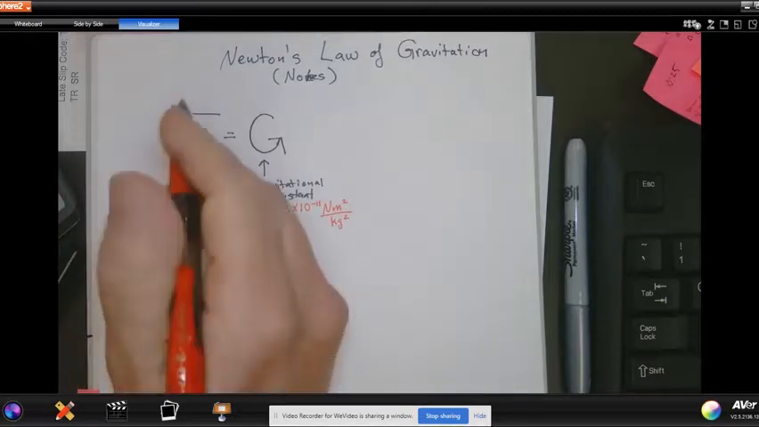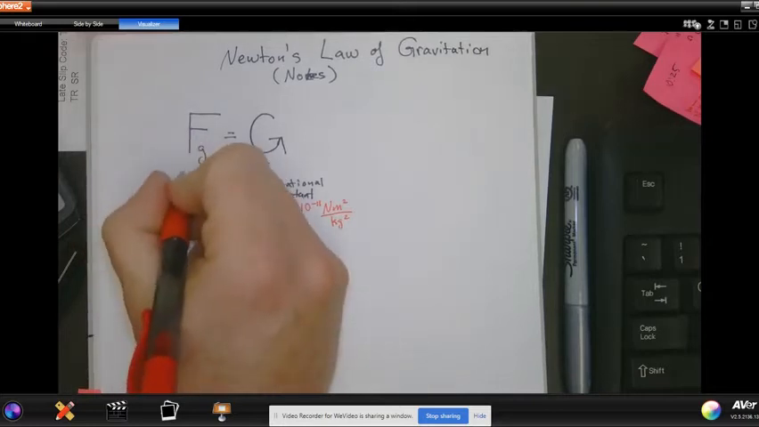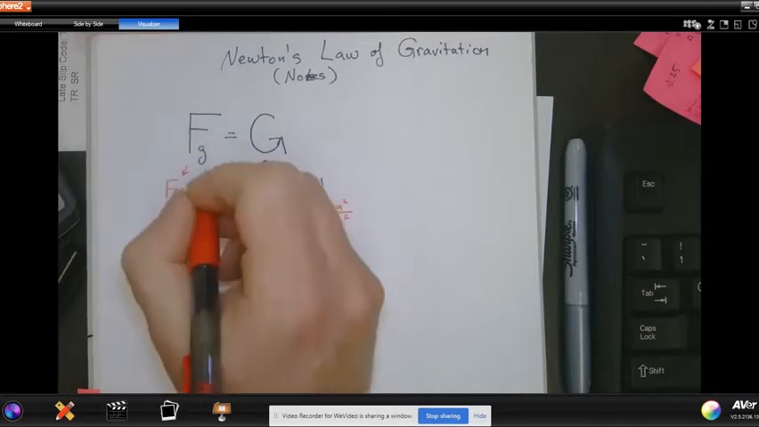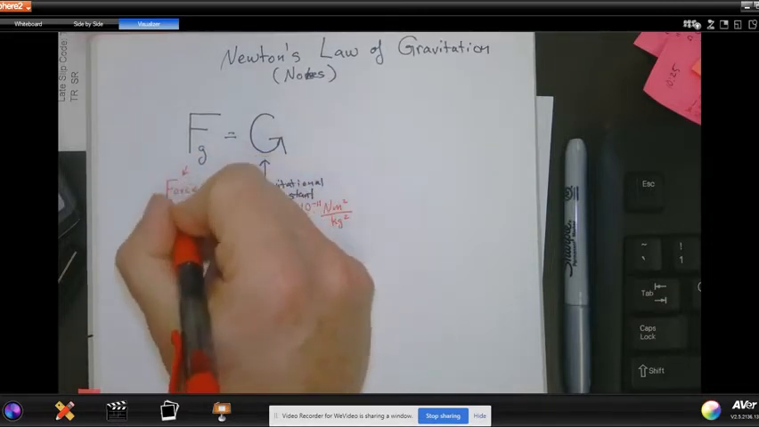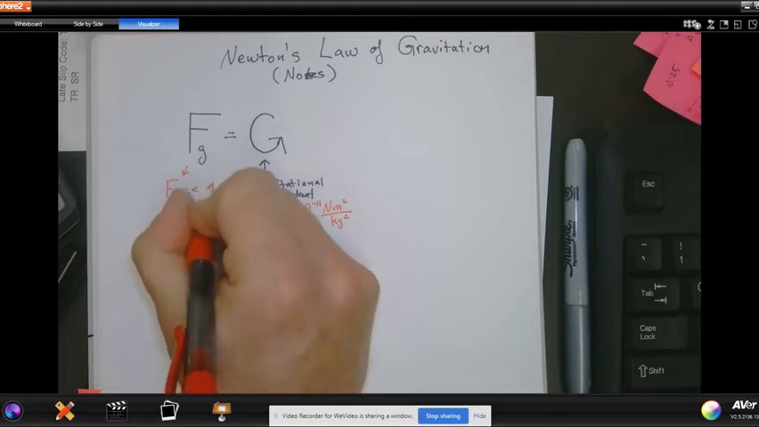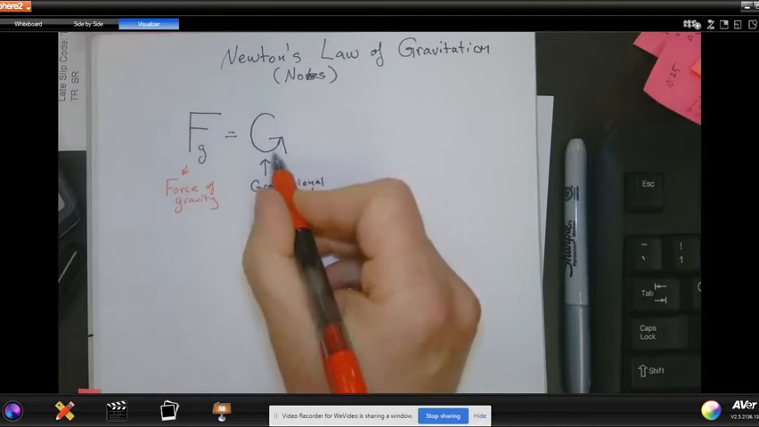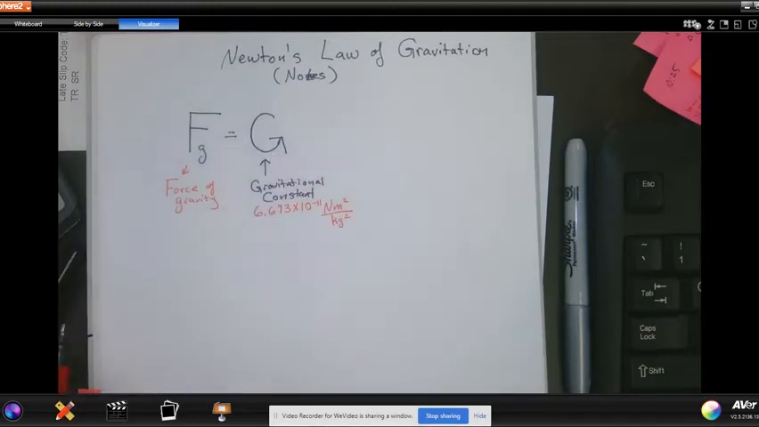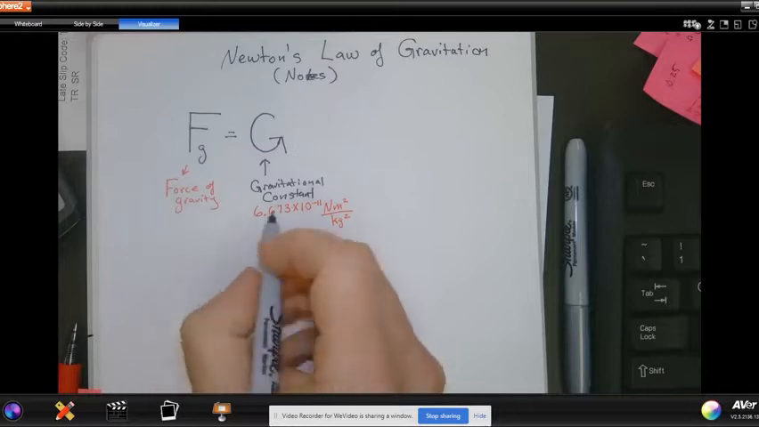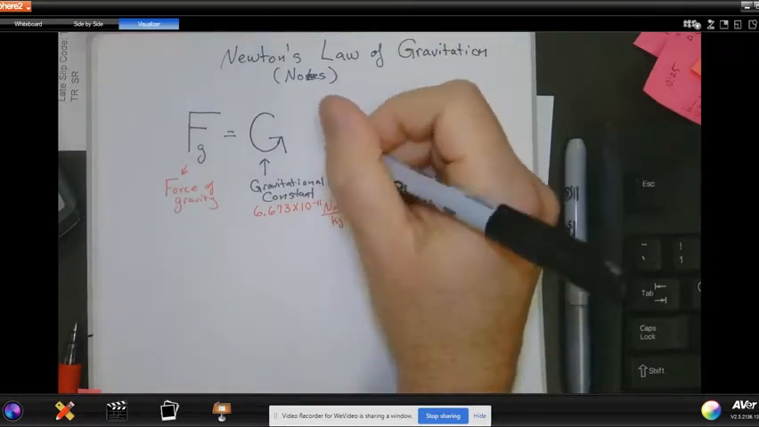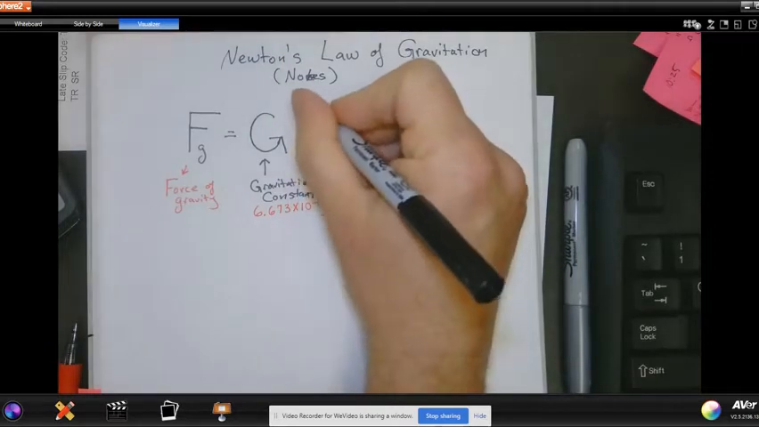By the way, this little F_G stands for the force of gravity, because that's what we're trying to solve for. So this is gravity that we're trying to figure out. This capital G does not stand for gravity. It stands for the gravitational constant, which is just this number right here. And it will always be that number. It never changes.